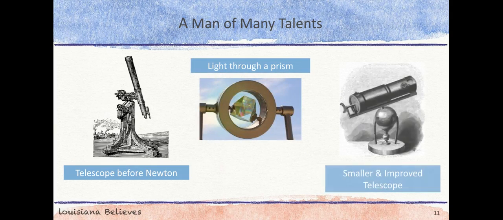Sir Isaac Newton was a man of many talents. He was a great mathematician and scientist. He studied the properties of light and made important improvements to the telescope, making it smaller and able to produce images more clearly.